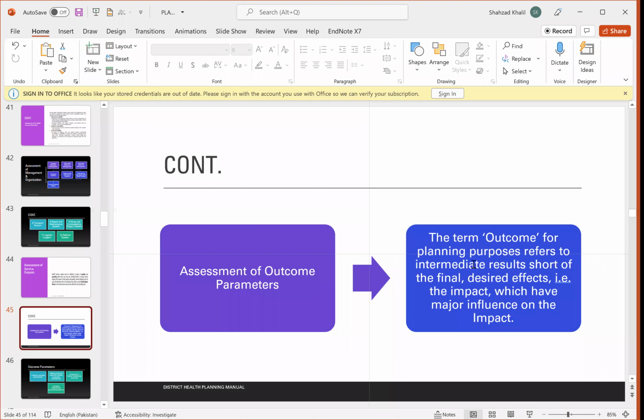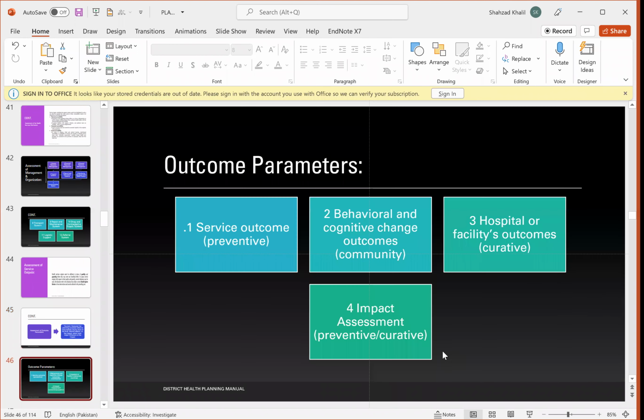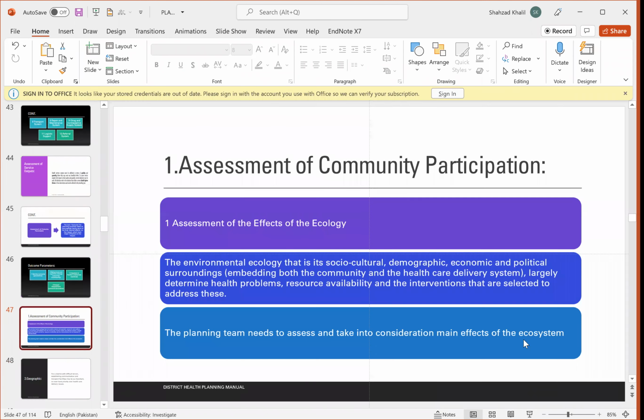The term outcome, for planning purposes, refers to intermediate results short of the final desired effects, the impact, which have a major influence on the impact. Service outcome parameters include the service outcome, which includes the preventive services, behavior and cognitive change outcomes, community-based, hospital and facility outcomes, curative and impact assessment by preventive and curative services.